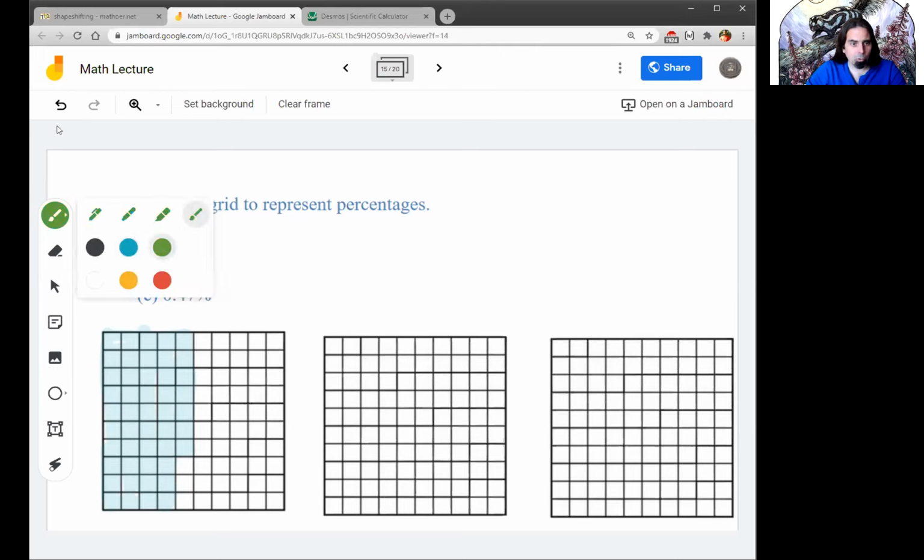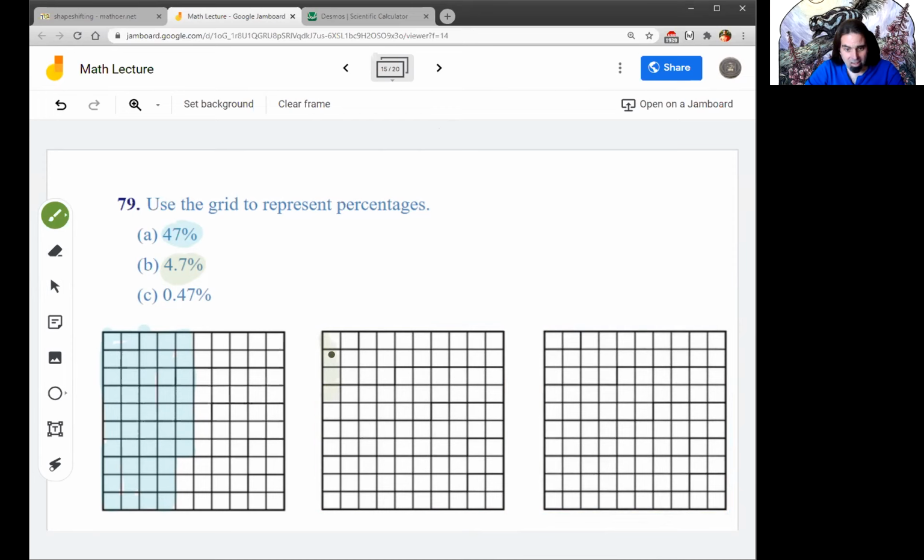Okay, what about 4.7%? Five. I shade almost 5. I would shade 4. And then I would go like most of the next box, but not all of it, right? See if I can make that look like 7/10. Again, artwork is not my good point. Okay. And 0.47%.